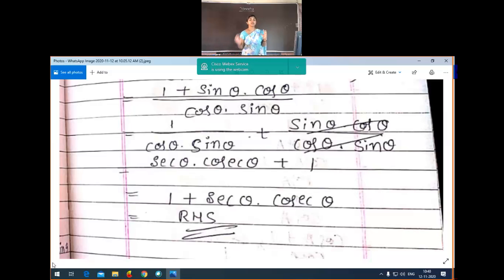This is a little bit different problem. See here we used a cube minus b cube formula. So you have to practice this type of problem.